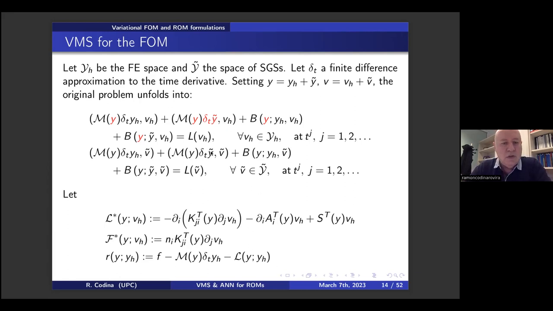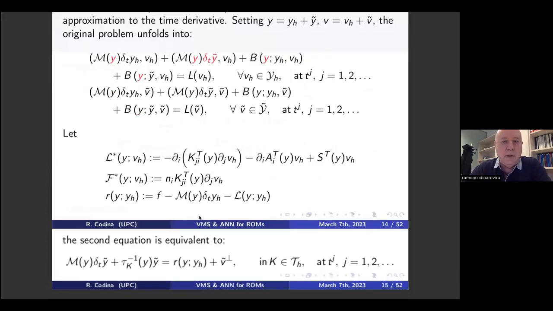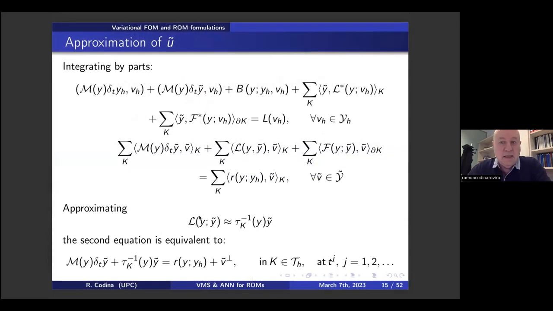So these two equations are exactly equivalent to the original problem. And with these definitions and after integration by parts, what we get is this. Again, this is exact. There are no approximations here. So the only thing I've done is to integrate by parts the terms that involve derivatives of y tilde, so as to have that isolated without any derivative, and then we will approximate directly y tilde and not its derivatives.